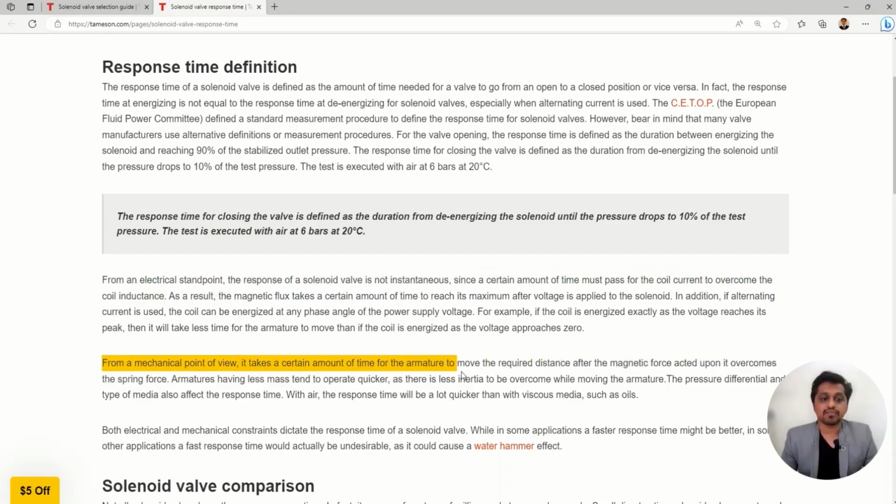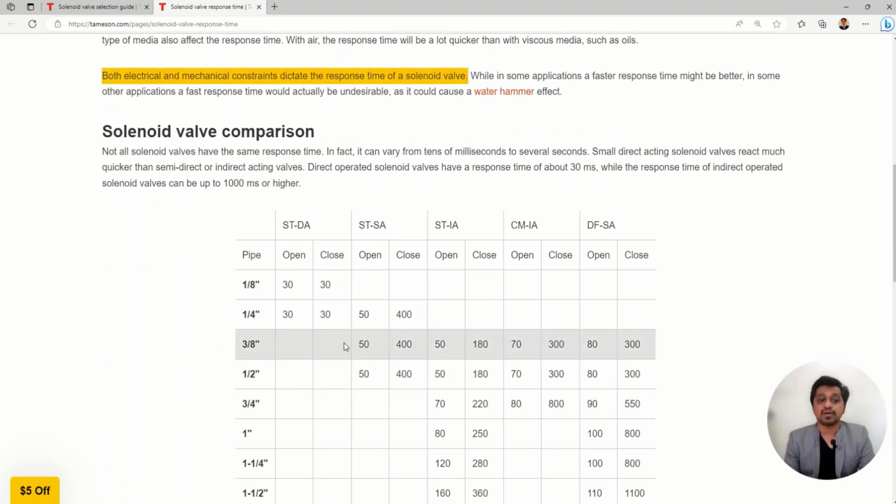From the mechanical point of view, it takes an amount of time for the armature to move the required distance after the magnetic force acts upon it to overcome the spring force. So the response time is made up of both electrical and mechanical things. Both electrical and mechanical constraints dictate the response time for a solenoid valve, right? Whether it is the mechanical construction of the valve, and whether it is a DC valve or AC valve, that is the electrical parameter, and the mechanical and electrical parameters combined determine the valve timing.